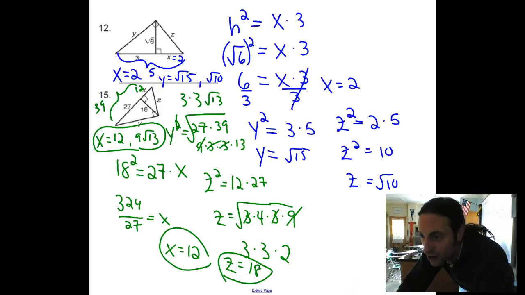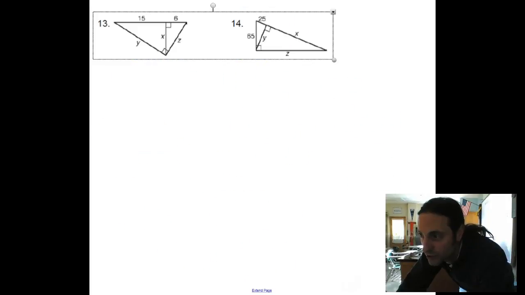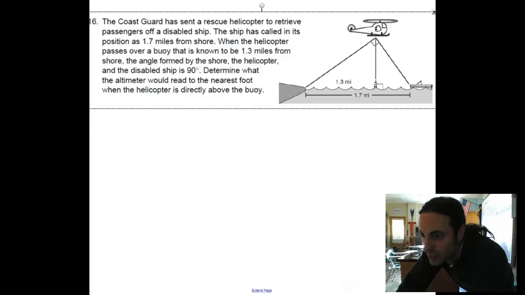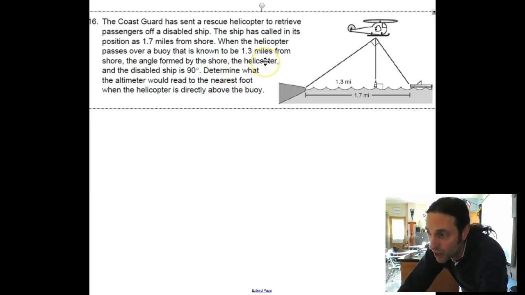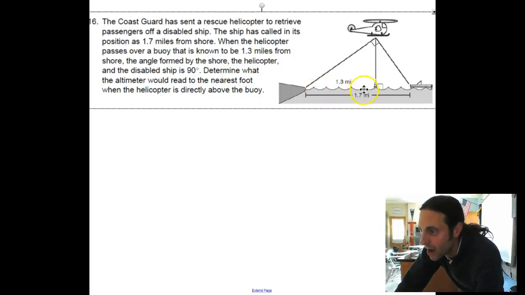So try the other problems, 13 and 14, and I think there's another problem missing there as well. The last problem here is I want you to try to actually apply this information, right? If I know this length here, I know the entire length here, I should be able to figure out that length with a little bit of subtraction, and then I can determine exactly how high the helicopter is over those two.